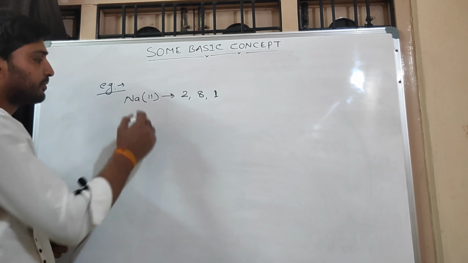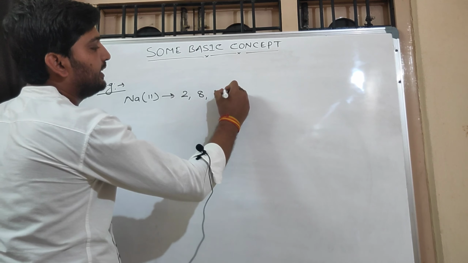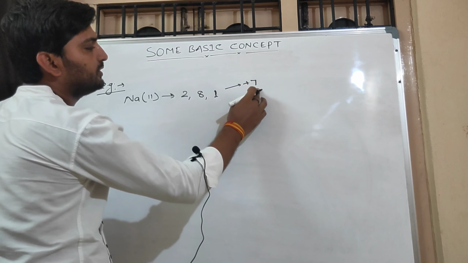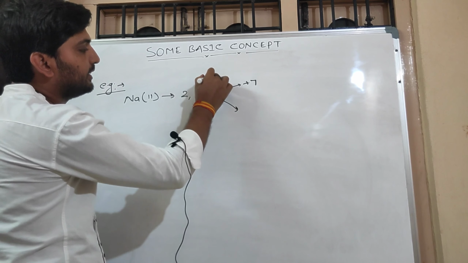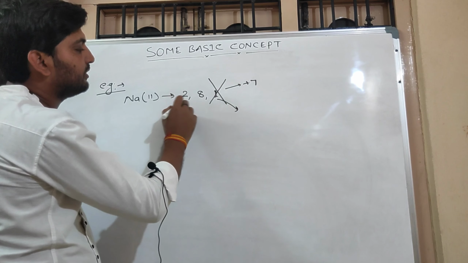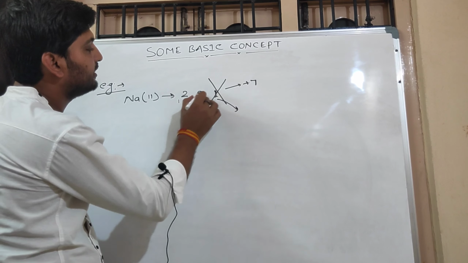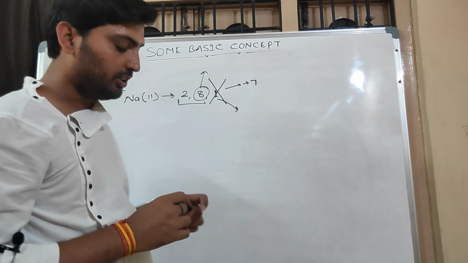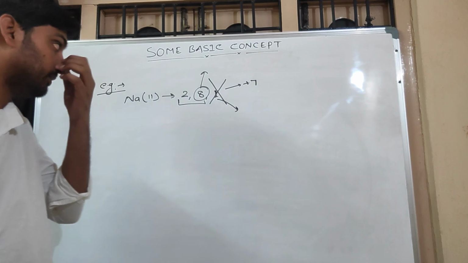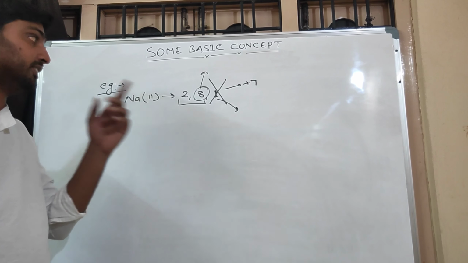So what will it do? Either it will take 7 electrons from others to make it 8, or it will lose this electron so that this shell will vanish, and the remaining will be 2 and 8, and 8 will be the outermost shell. According to the octet rule, it will satisfy itself that the number of electrons in the outermost shell is 8.